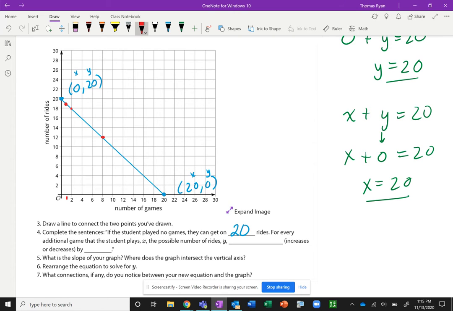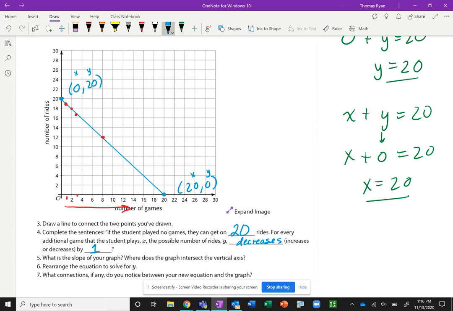So it says for every additional game that the student plays, does the possible number of rides increase or decrease, and by how much? Well, as we play more games, look, as your games get bigger, what's happening to your rides? They're absolutely decreasing. And the question is by how much? If you play more games, you can't go on as many rides. If you play 1 game, it looks like you can go on 19 rides. So that's 1 less. If you play 2 games, you can go on 18 rides. That's another 1 less. If you play 3 games, 17. So we seem to be losing 1 every time. So it decreases by 1.